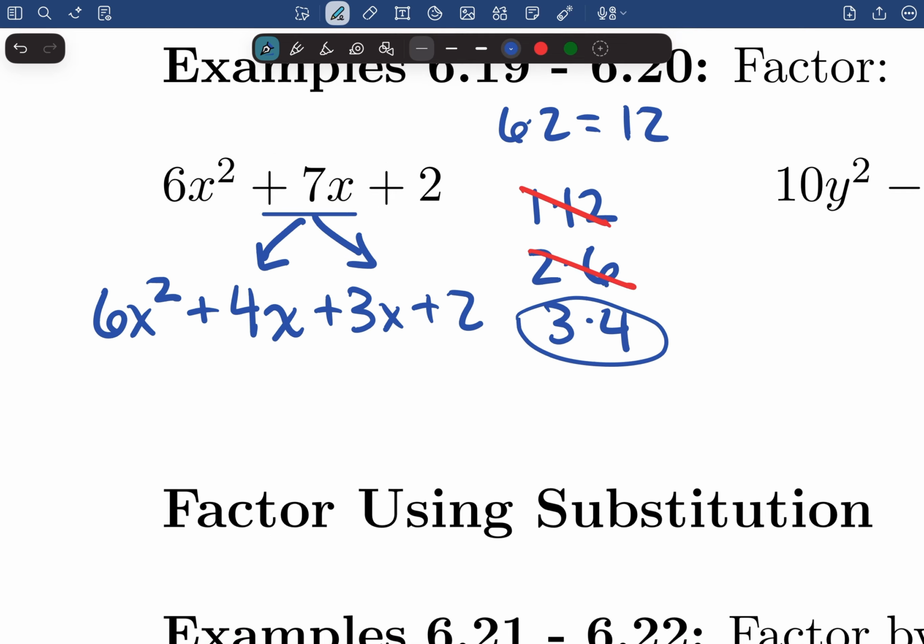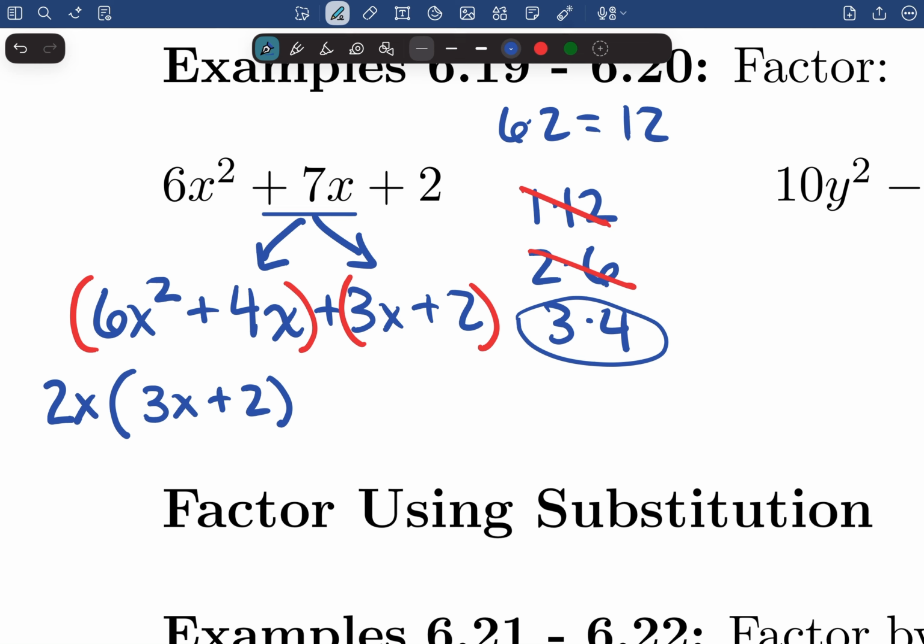Now that I've split this 7x into two pieces, I can factor by grouping. So factoring by grouping is taking the first two terms and factoring out the GCF out of those, and then the second set of two terms and factoring what I can out of those. Okay, that's how it starts. So what is the GCF of 6 and 4? Well, it's 2. And the GCF of x squared and x is x. So the GCF of the first two terms is 2x. And in parentheses, I'm left with 3x plus 2.